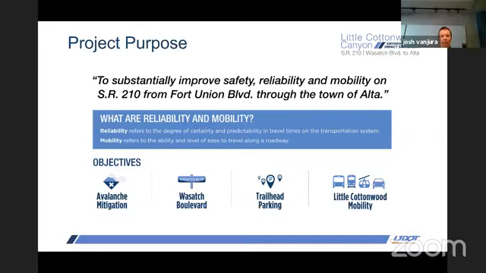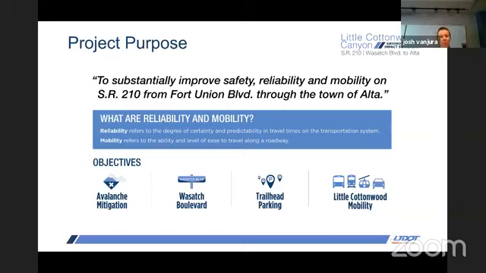The second part of that project purpose is reliability. And reliability, as UDOT defines it, is the degree of certainty or predictability in travel times. So this is saying if it normally takes you 30 minutes to get to your favorite trailhead or to Snowbird, you should expect that it will take 30 minutes for you to get to that regular destination. And avalanche closures are a big factor in the reduced reliability in the canyon.